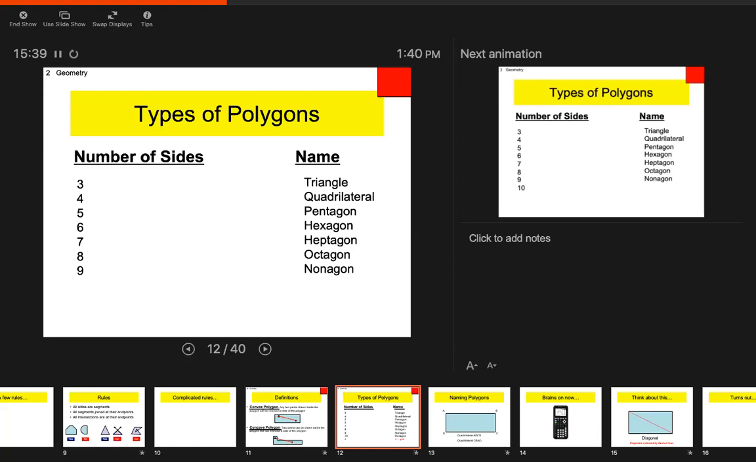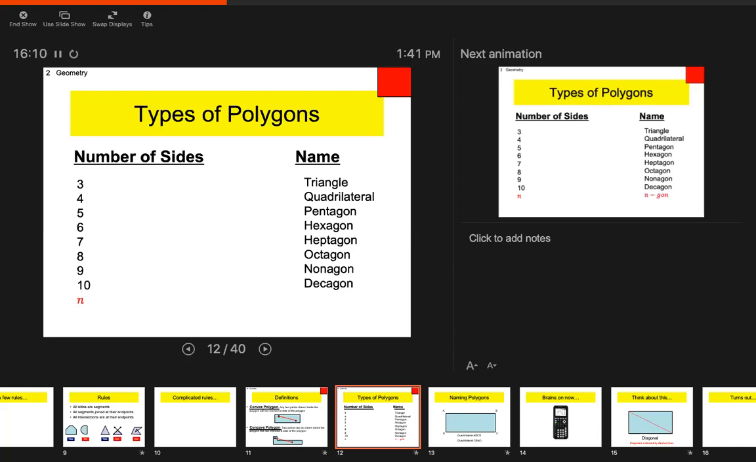How many sides if you go 10? Well, it's a decagon. Now, any polygon can have another name. If I don't want to specify how many sides, and I just want to talk about a polygon of an unknown number of sides, we assign a variable, and that variable is n for the number of sides.